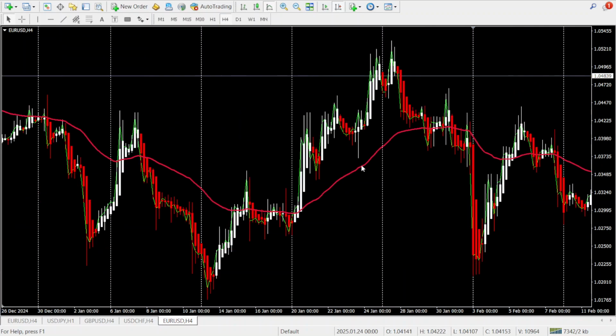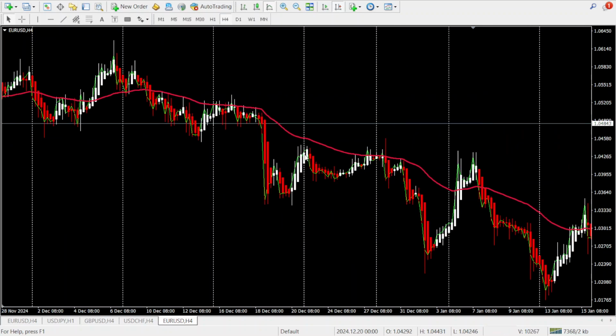You can also use the 50 EMA as a dynamic exit point. If the price crosses the 50 EMA in the opposite direction of your trade, that could be an additional signal to exit. Let's say you're in a buy trade and then suddenly you see that price just jumped below the 50 EMA. That's the time to manually exit your buy trade. On the other hand, if you are in a sell trade and you notice that the price has broken above the 50 EMA, it could be a time to manually exit your sell trade.